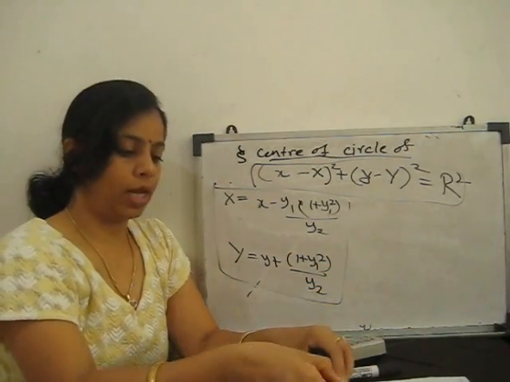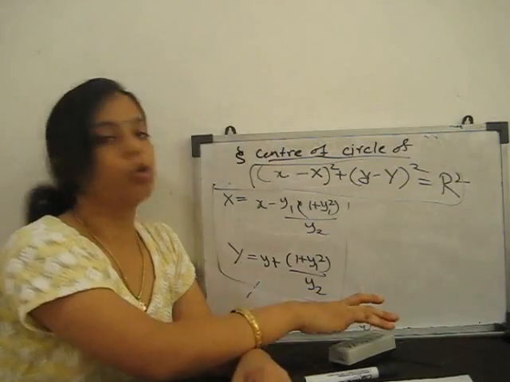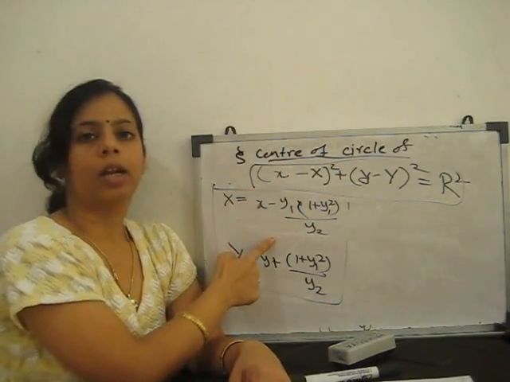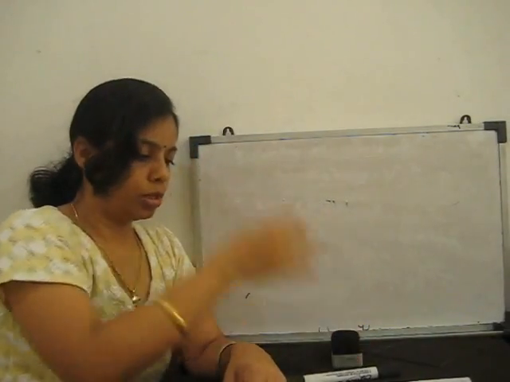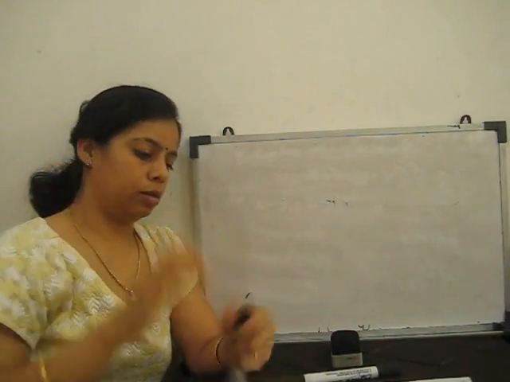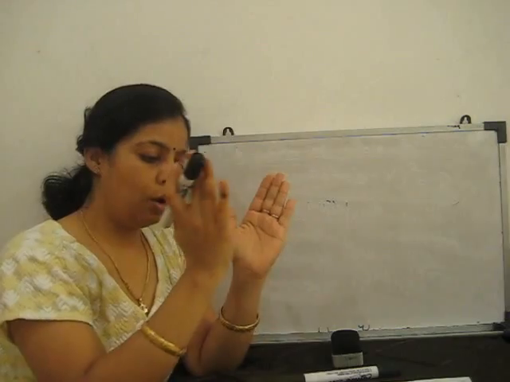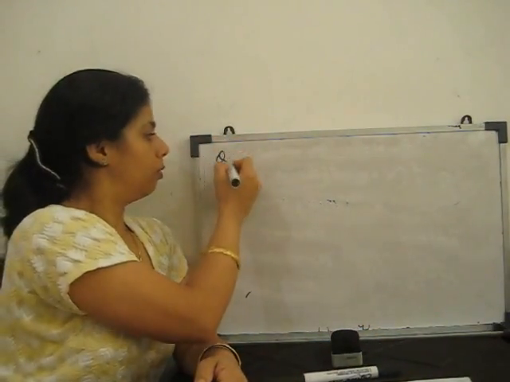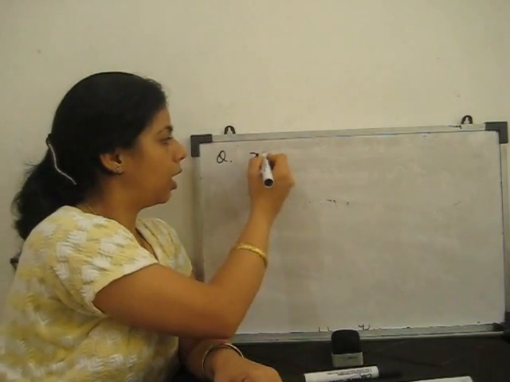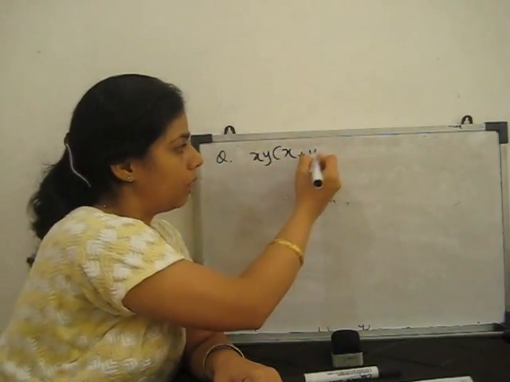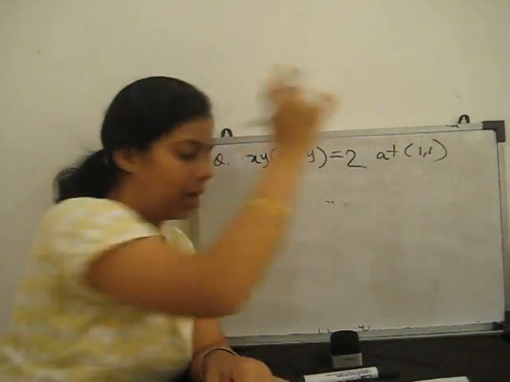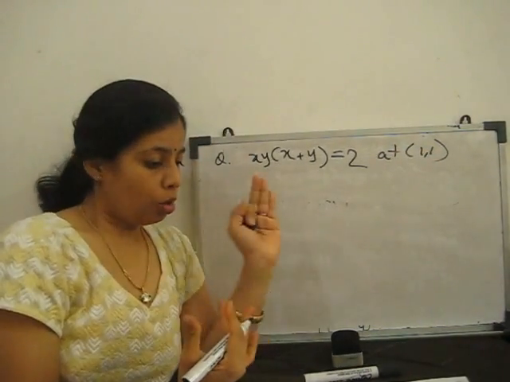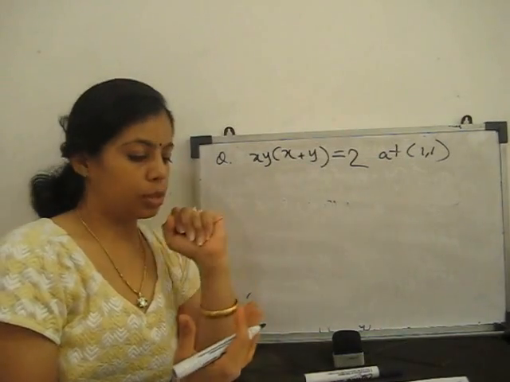So now we go for one example so you better understand how to find the center and circle of curvature. The question is: find the center of the circle of curvature for the given curve and find the equation of the circle. Our given curve is x plus y equal to 2 at the point (1, 1). Clear? So this is the curve, this is the point.